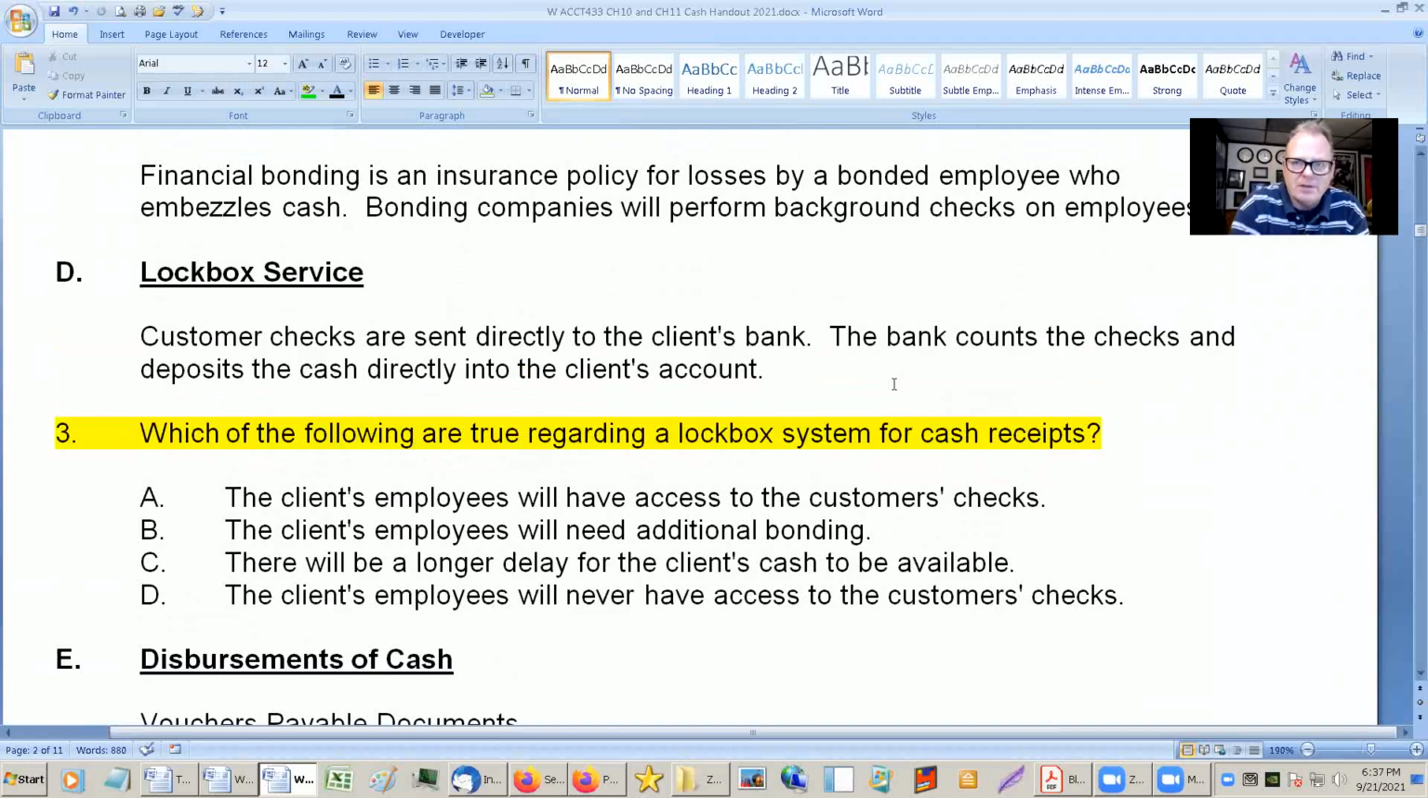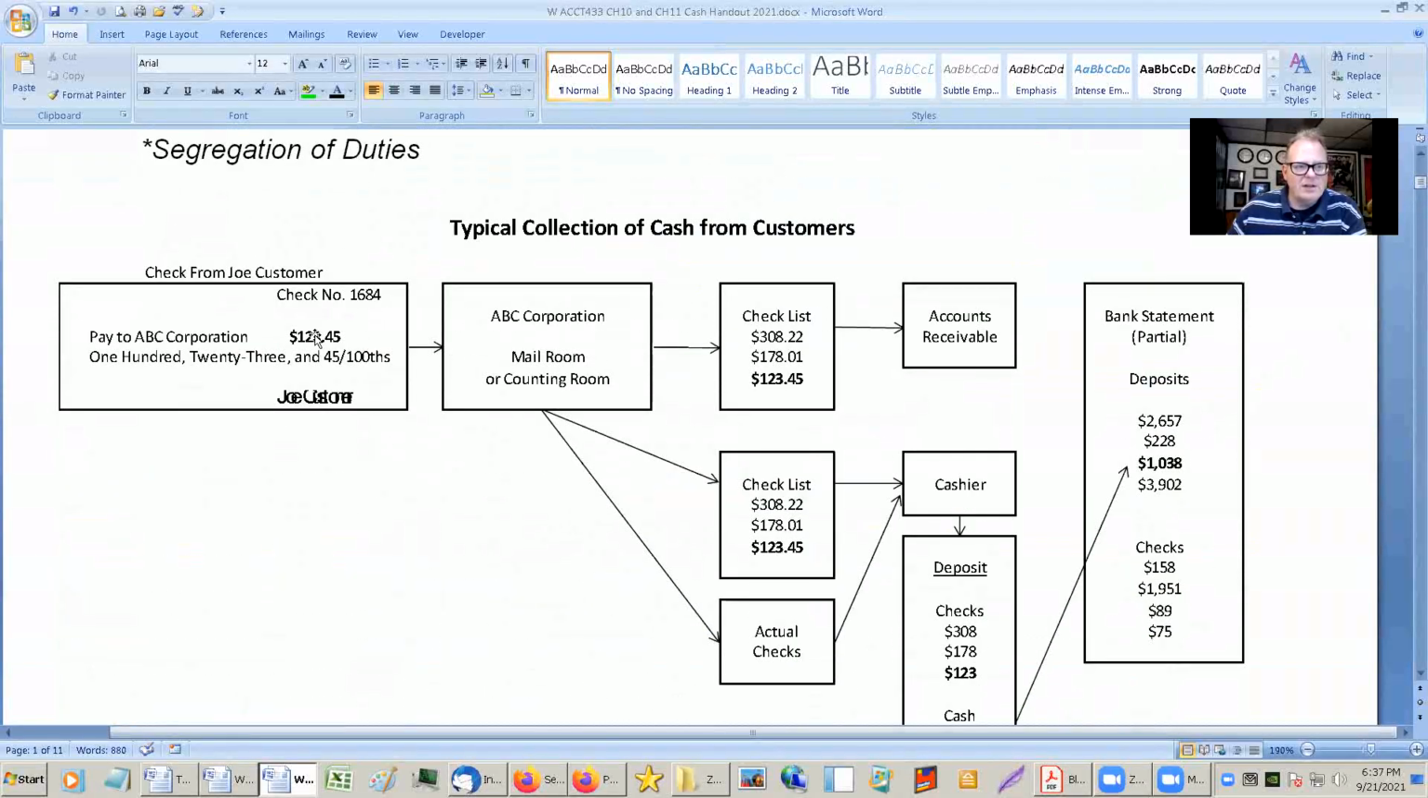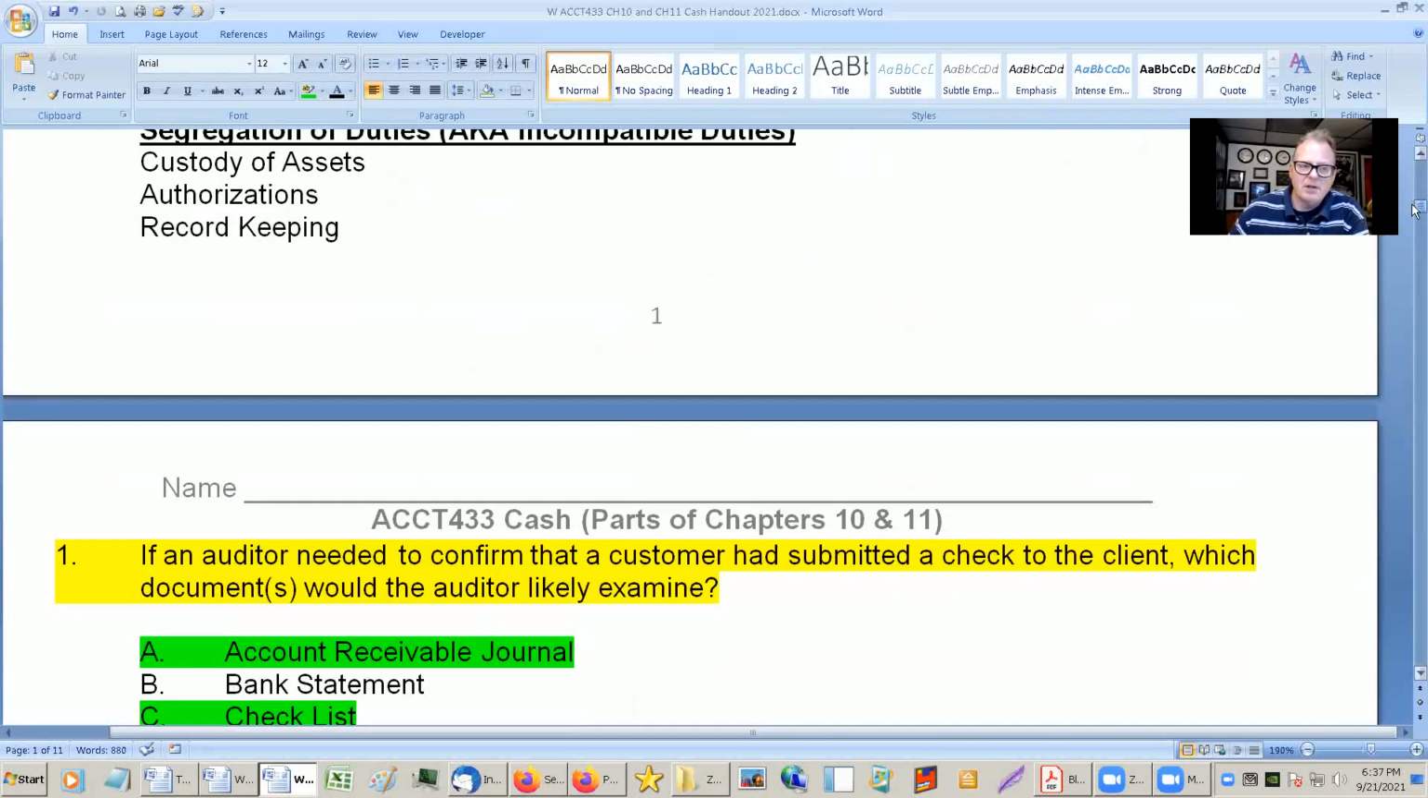It's sort of like avoiding this: a check comes in and goes through all this stuff and then it finally gets into the bank. Instead, the check goes directly into the bank. The bank makes a list of the checks so that we know who paid, and there isn't a separate deposit, so the bank directly deposits it right into our account automatically. That's what a lockbox system is.